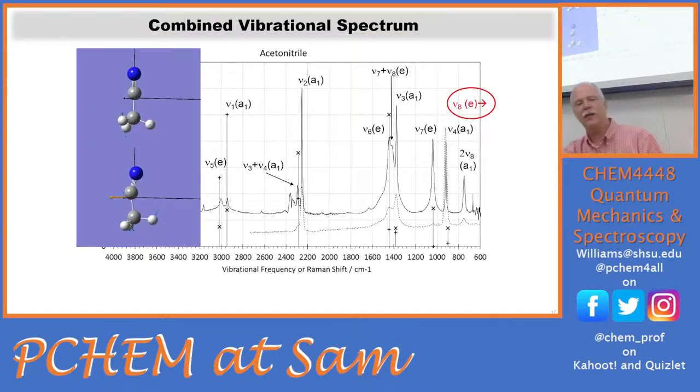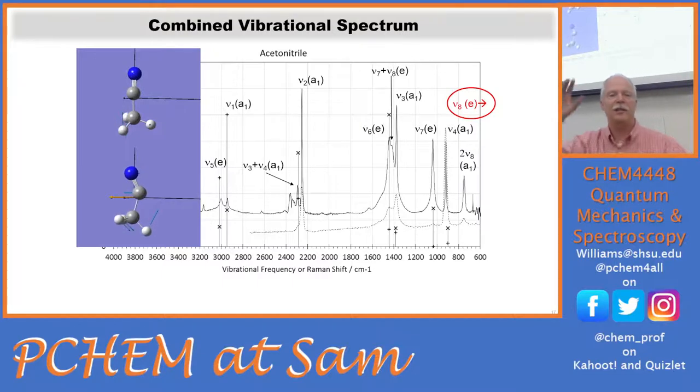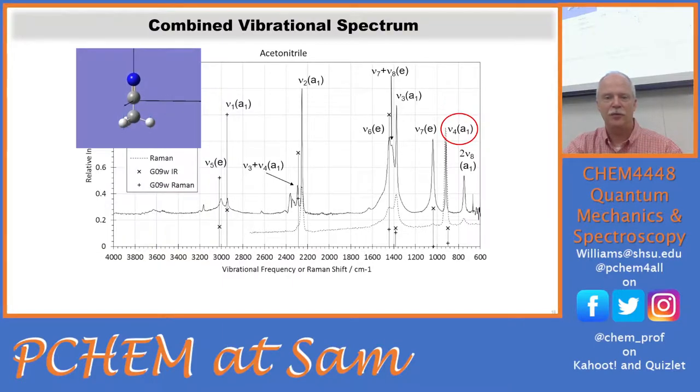This low frequency bending mode of the whole molecule, it's doubly degenerate, so I'm showing you the X and Y directions, is way down there, nu 8. It's below what my infrared spectrometer can gather. It's just too low in energy for my infrared spectrometer. But then this is nu 4. So that's the carbon-carbon stretch, moving lots of mass, so it's in a low frequency region.